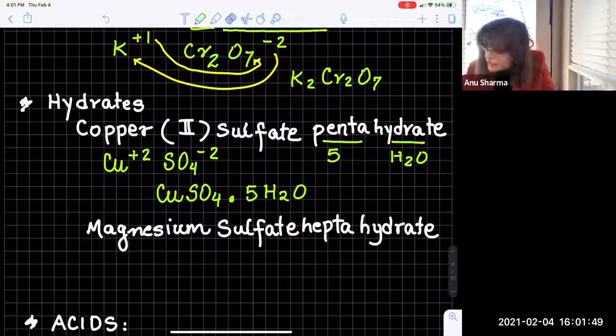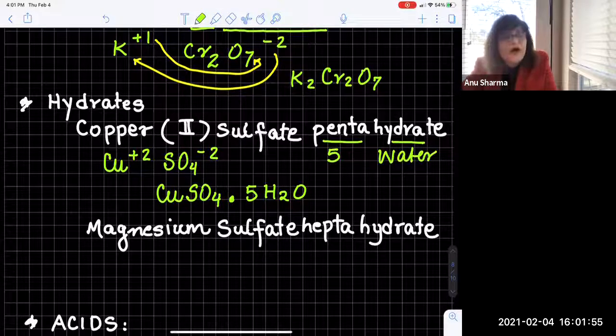Hydrate stands for water. I'm going to just put this here. This is hydrate, means water molecule. So there are 5 water molecules attached to one molecule of copper 2 sulfate, cupric sulfate. But commonly it's copper sulfate.